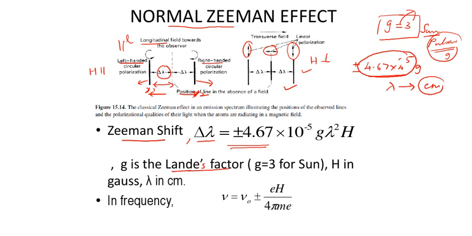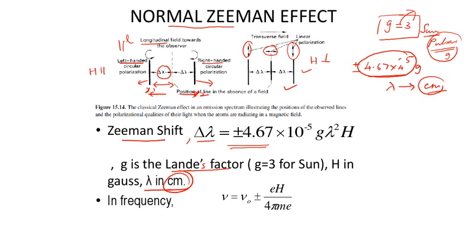Usually we have a tendency to convert everything into meters, but be very careful while using this equation. Lambda is in centimeters. I have mentioned it clearly here, so substitute lambda in centimeters. Even if it is given in nanometers or angstroms, convert it into centimeters, or you will have to make a corresponding change in the multiplication factor.